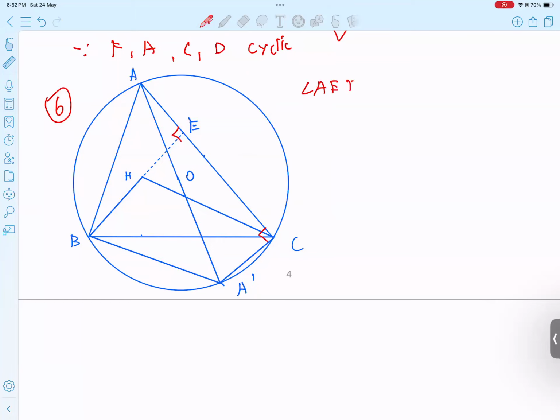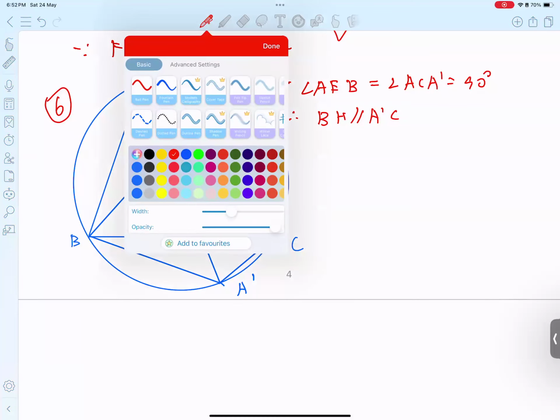Angle AE equals angle AC dash, which is 90 degrees, because the center is like Thales' theorem. AC dash is 90 degrees. So we'll have BH parallel to A dash C. So that's our first pair of parallel lines.